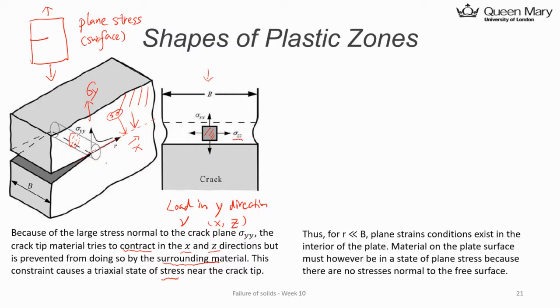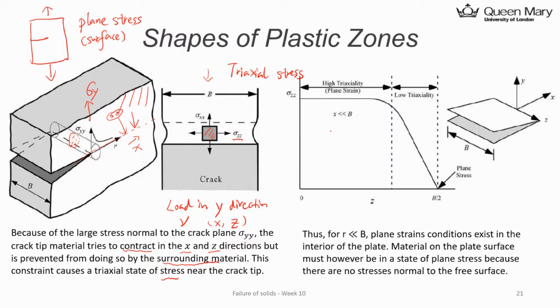But out at the surface, you don't have that constraint. So now in this case, you have a triaxial stress. That means you have stress loaded in 3 directions. So now it's more like triaxiality. The highest triaxiality is inside the material.